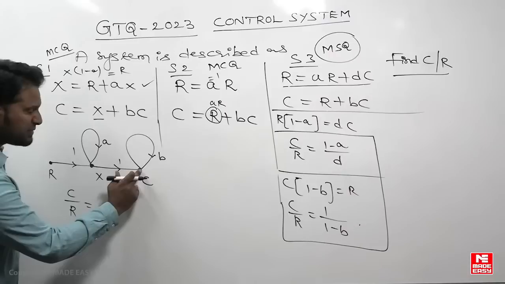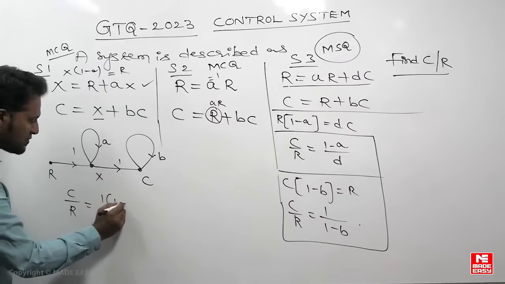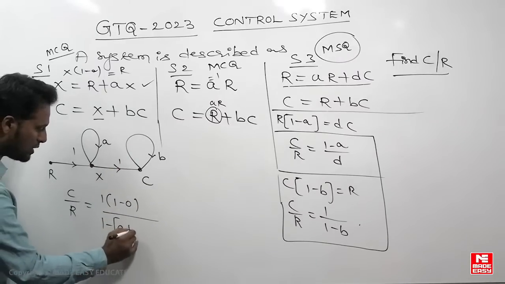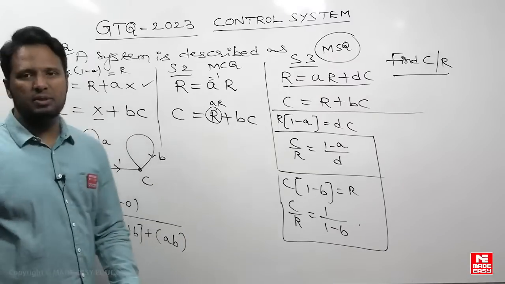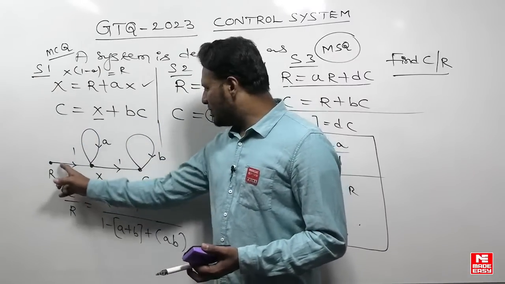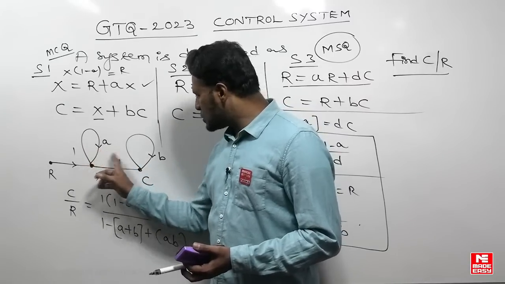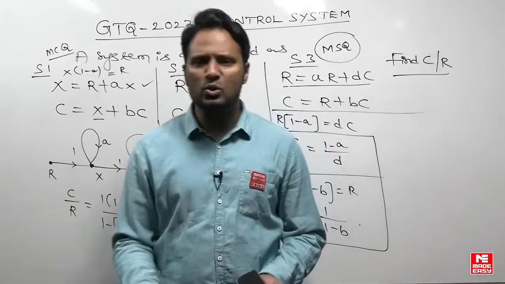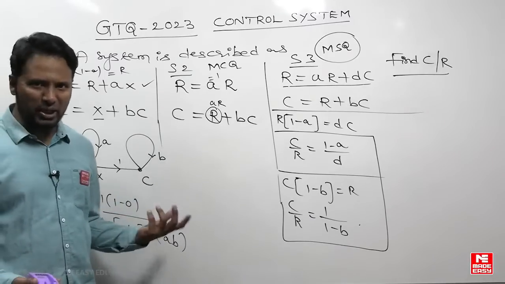There is one forward path of gain 1. There are two loops of gain A and B. And to this forward path, both the loops are touching. So 1 minus the sum of all the individual loop gains plus the product of two non-touching loop gains. Exactly the same answer which I got earlier. One forward path of gain 1, to that both the loops are touching. Then the loop gains are written in summation. They are not touching each other, so the product of them. This is the answer that came. And this is unique. There is no other way of doing it.